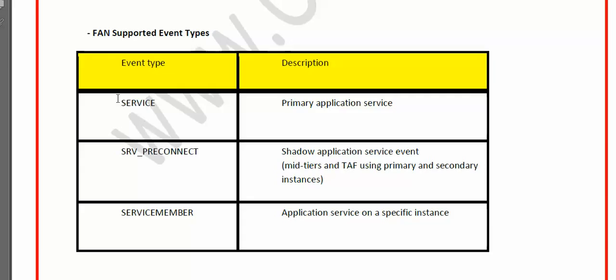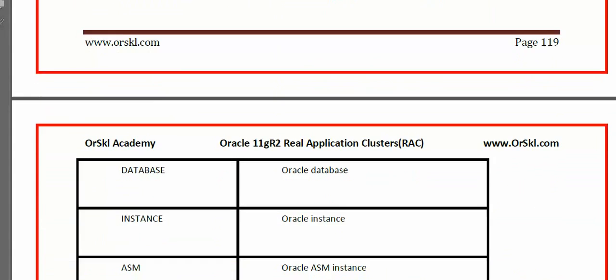Any event on the unavailability or availability of the service is definitely allowed in FAN. And for pre-connect service names using TAF and all, yes, it can allow. So that means you can have a service name of type pre-connect as well as FAN. That's what it means. And if you want to send a notification about an application service on a specific instance, yes, definitely you can do it.